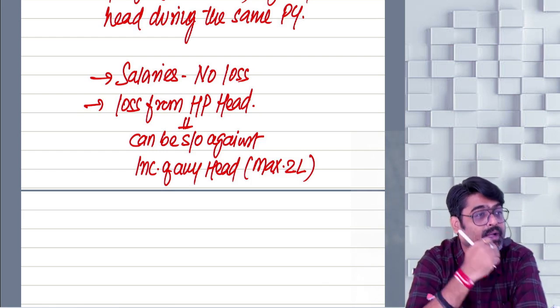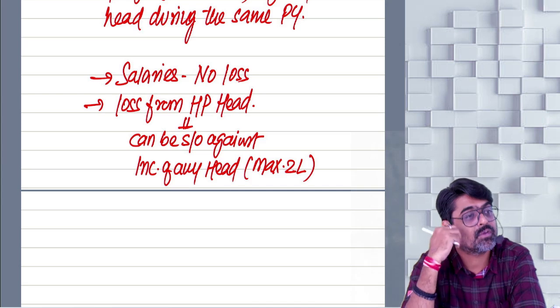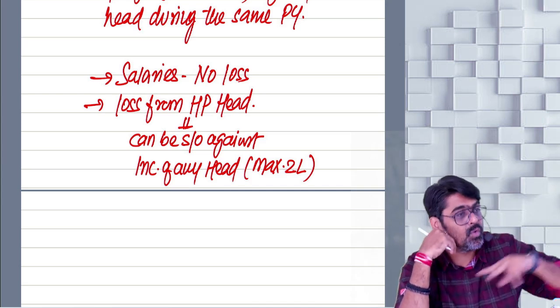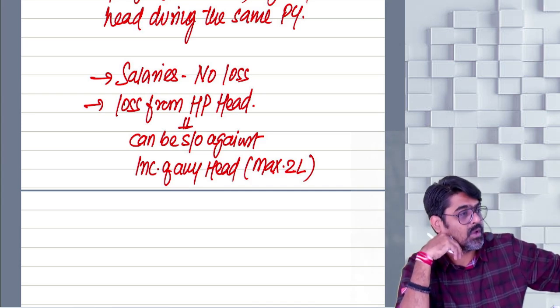What if your house property head loss was 2,80,000? Possible. Two SOPs you are having. Both the SOPs total loss 2 lakhs.